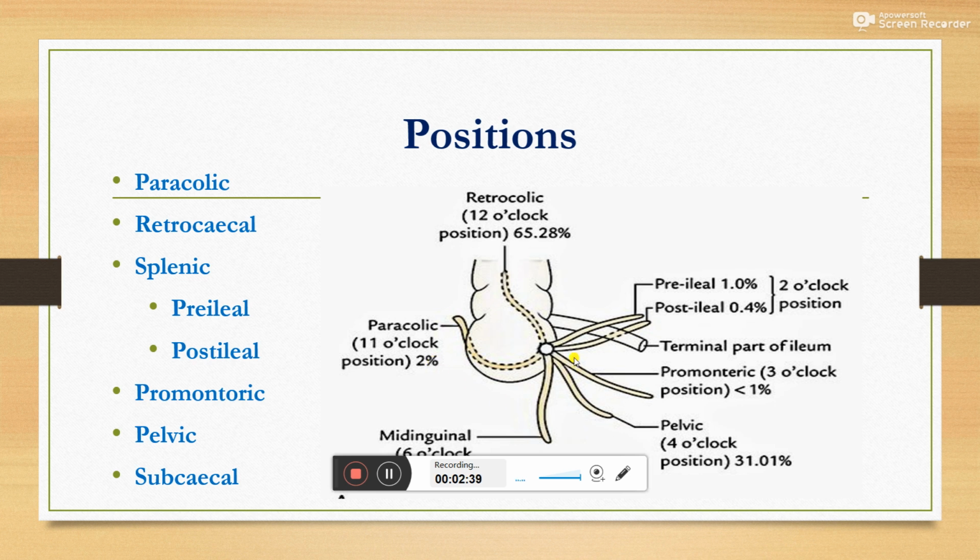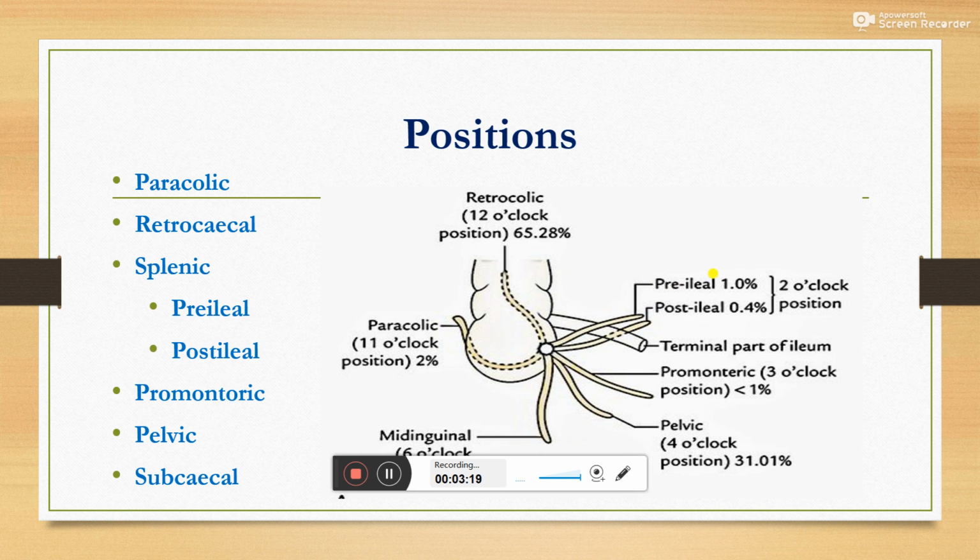The next condition is the retrocecal or the retrocolic condition. It is also called the 12 o'clock position. The appendix passes upwards behind the cecum and the ascending colon. It is the commonest position and it is found in 65.28% of the people.